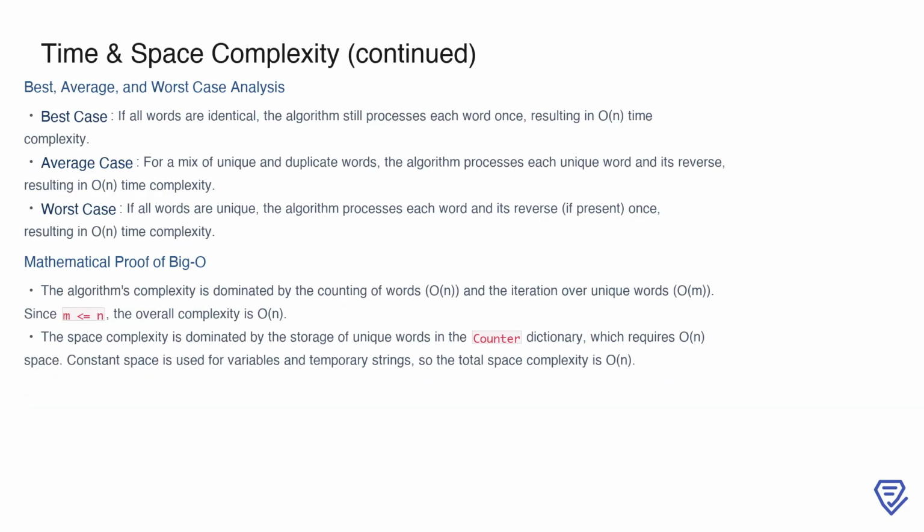Finally, let's break down the best, average, and worst-case scenarios for the algorithm. In the best case, where all words are identical, the algorithm still processes each word exactly once, resulting in O(n) time complexity.